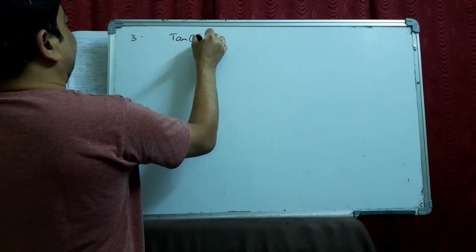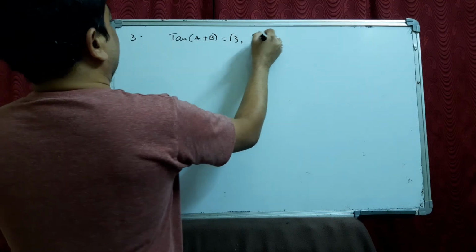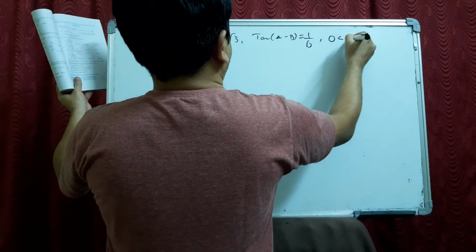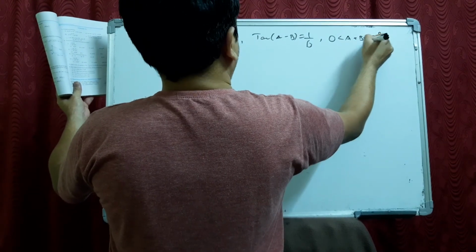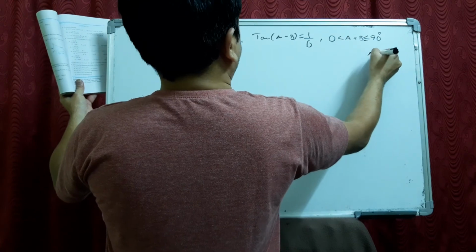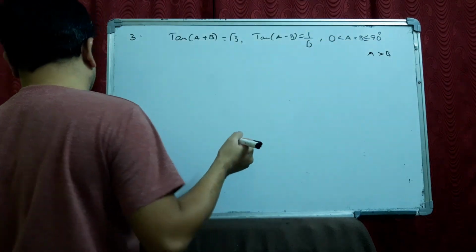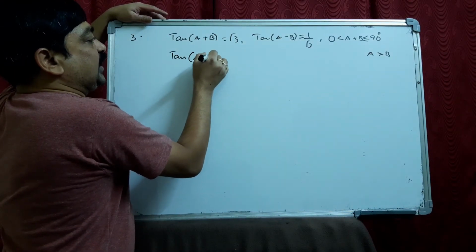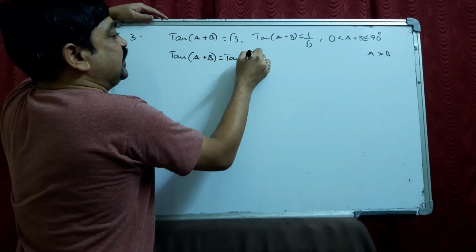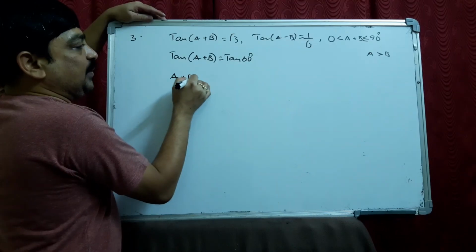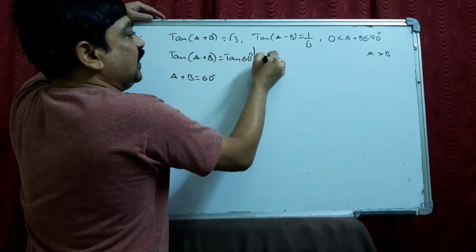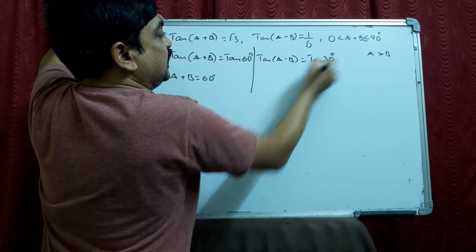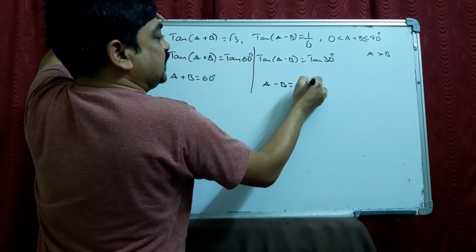tan(A plus B) is root 3 and tan(A minus B) is 1 by root 3, and 0 less than A plus B less than or equal to 90, it is an acute angle, and A is greater than B, it is given clearly. Find A and B. Simple. Since tan(A plus B) is root 3, we write root 3 in terms of tan, it is tan 60 degrees. So you can easily say that A plus B is 60. In the same way, tan(A minus B) is 1 by root 3, so you can write 1 by root 3 as tan 30 degrees. You can say easily that A minus B is 30 degrees.